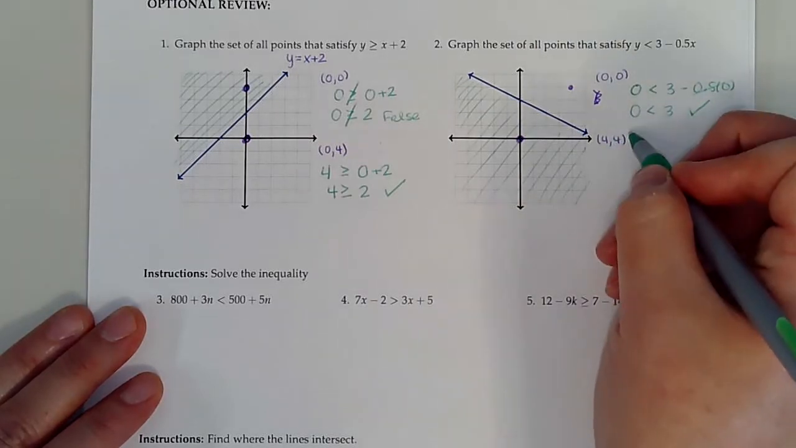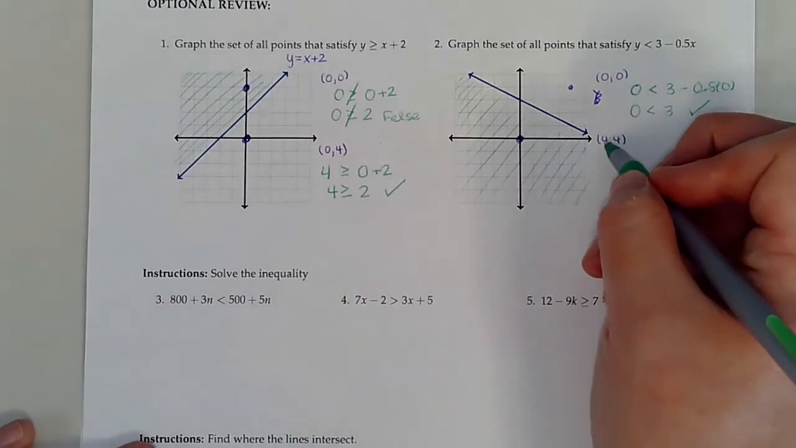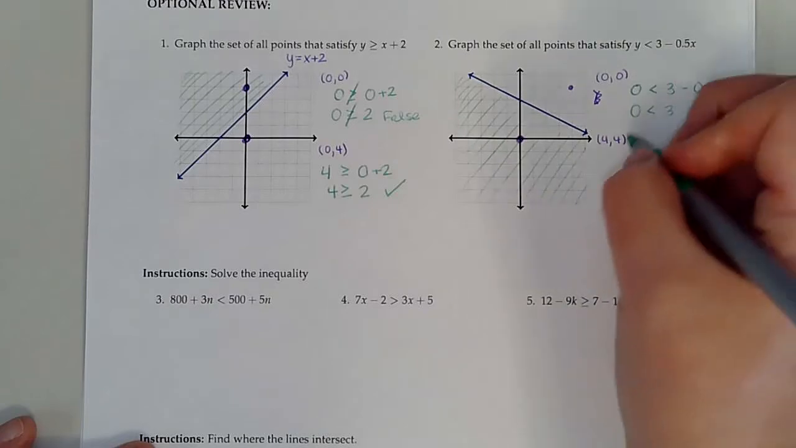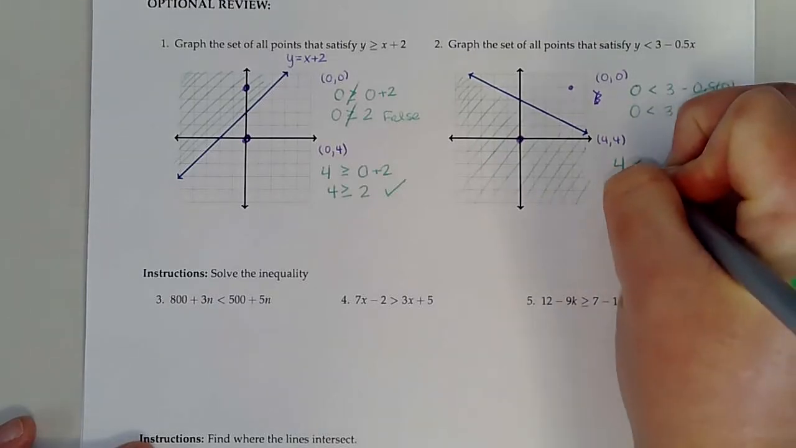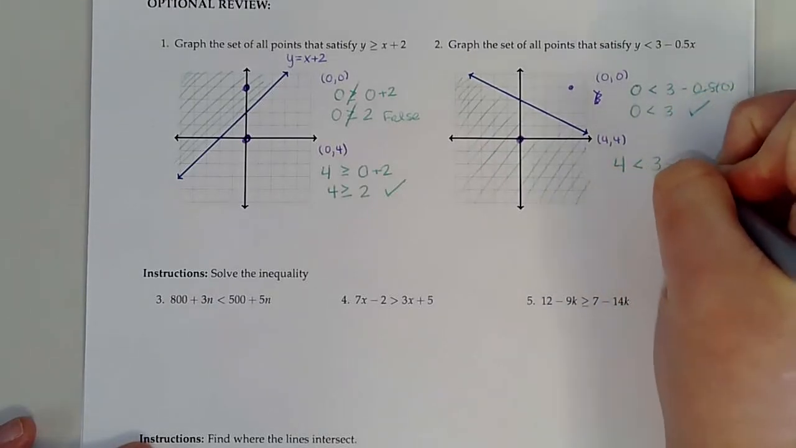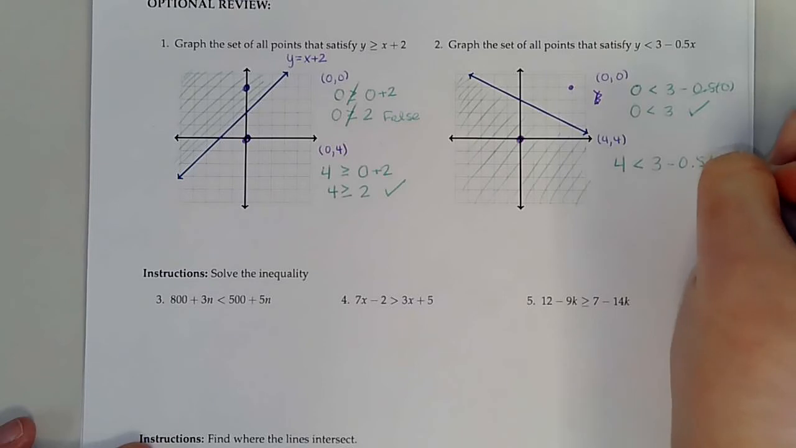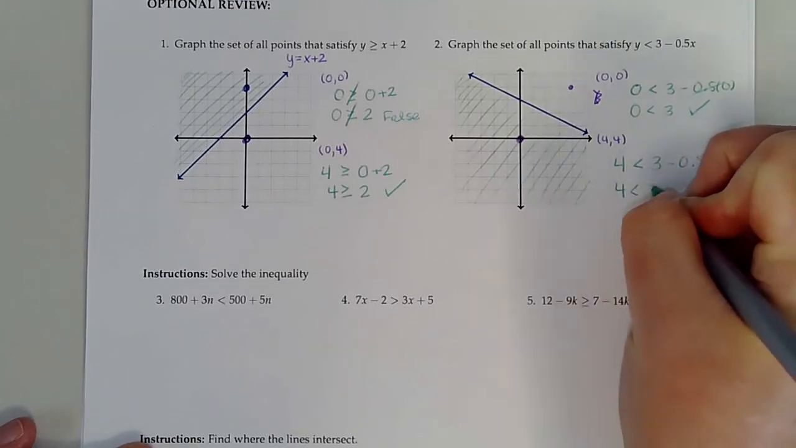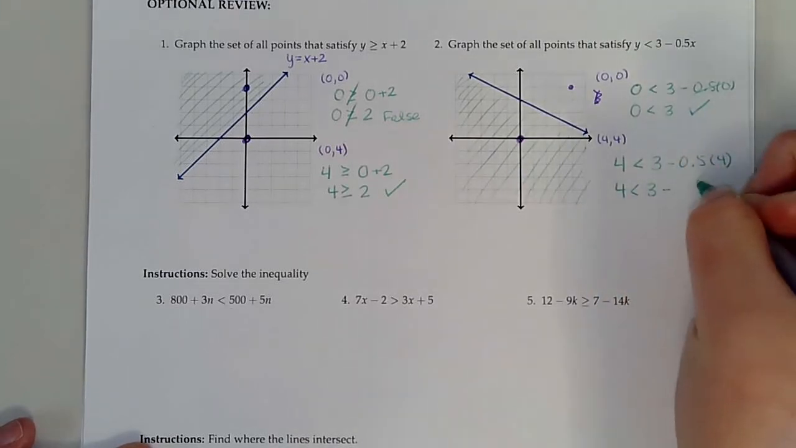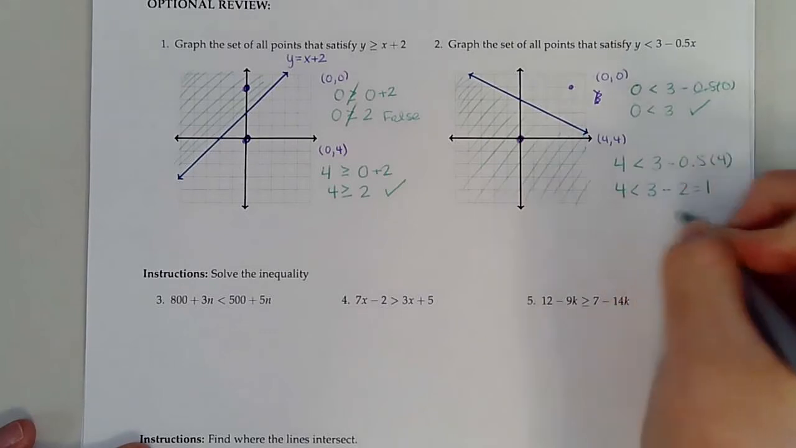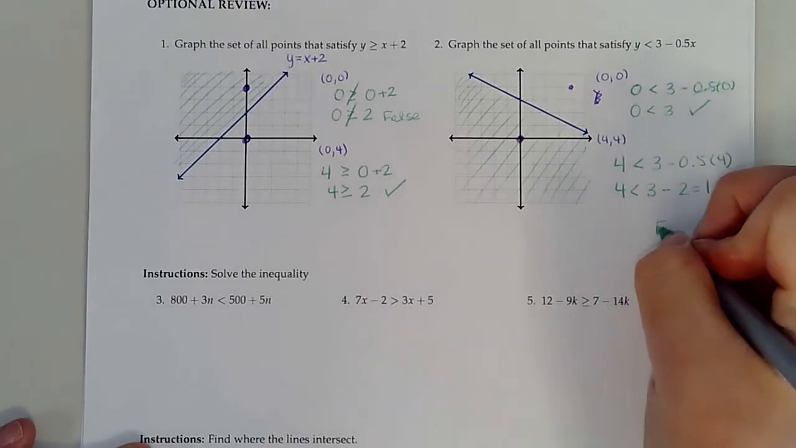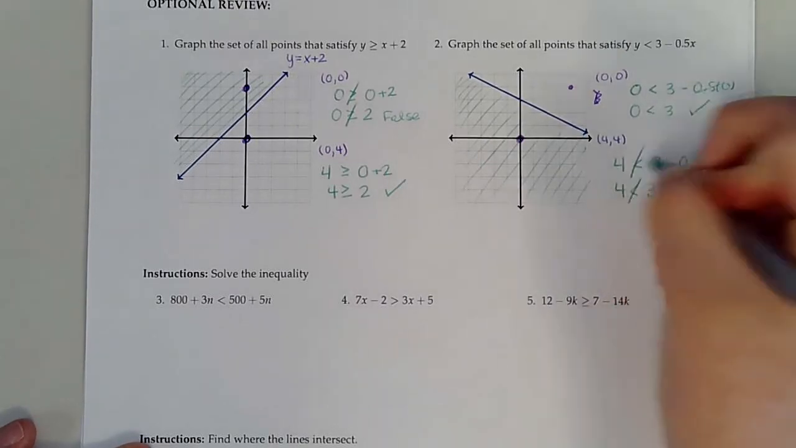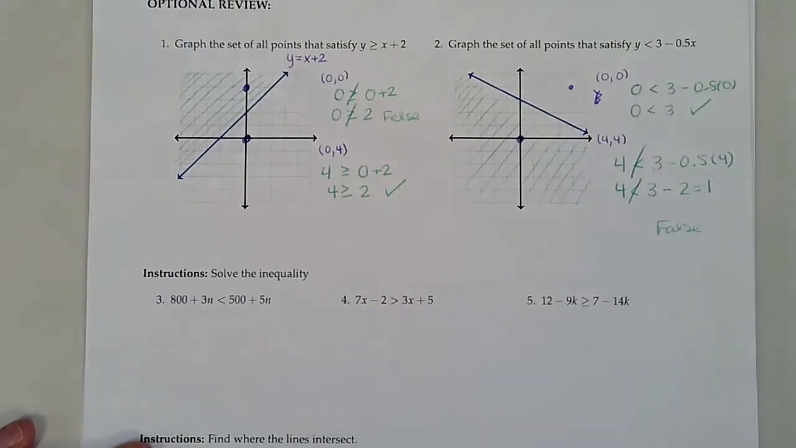Let's check and make sure the other side is actually going to be false. So if I plug in 4, 4, which is on this other side, I have 4. Is that less than 3 minus 0.5 times 4? So that would be 3 minus, so half of 4 is 2. So is 4 less than 1? That is definitely not true. It's false. So we would not shade that side in.